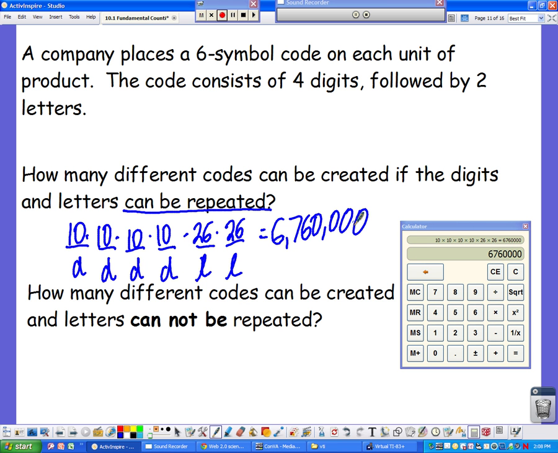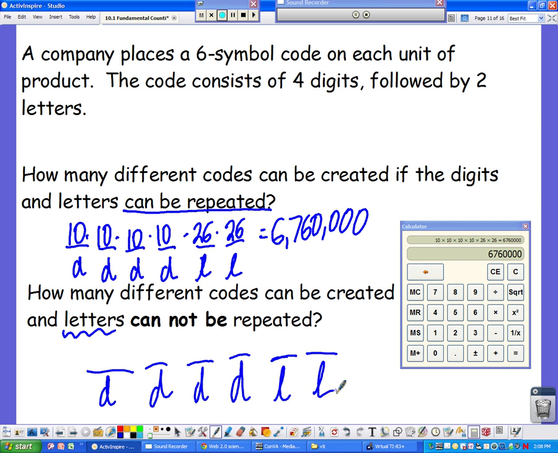and the letters cannot be repeated. Now it says only the letters cannot be repeated. So we're only doing the letters. In other words, that tells me that these are problems that you're going to have to read very, very carefully. The pattern is still the same: 4 digits followed by 2 letters. And the digits can be repeated, so those are all going to be 10 because I have 10 choices in all of them.